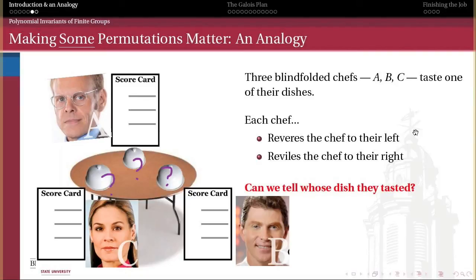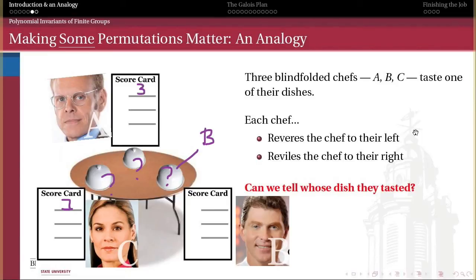Well, let's imagine for a minute that this is a Chef Bobby dish under the cloche. So this is B. Now, Cat Cora, because Bobby is on her right, she really doesn't like Bobby, so she's going to give him the lowest possible score, which, let's make that a 1. Meanwhile, Alton Brown, Bobby is to his left on the table, and so Alton really likes Bobby, so he gives him a 3.